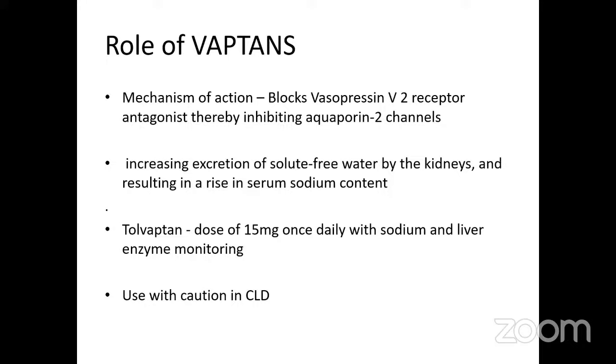We use vaptans for polycystic kidney disease, autosomal dominant polycystic kidney disease. It is supposed to reduce the size of the cyst, and if you use vaptans carefully monitoring the liver, it is shown to be of definite use in decreasing the progression. So it should be used with caution in CLD, because it is already a liver disease. You are going to administer a drug which can further aggravate the liver damage. So you should be very careful in monitoring the liver enzymes.